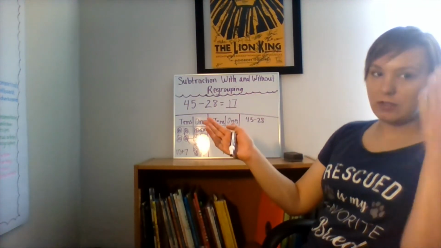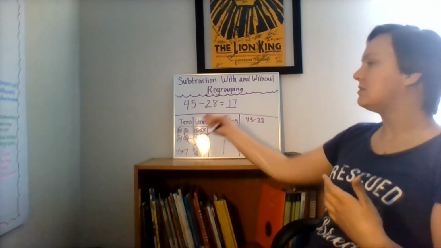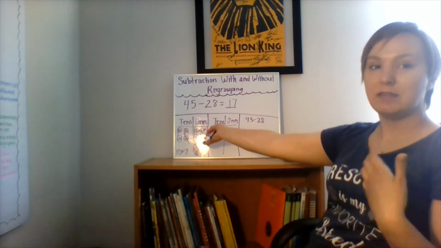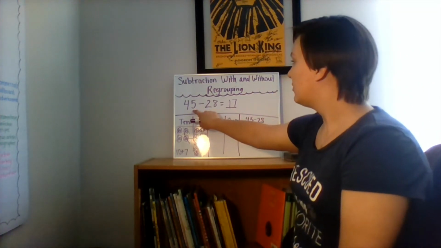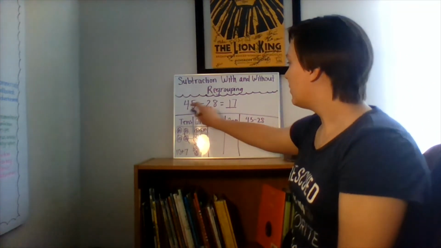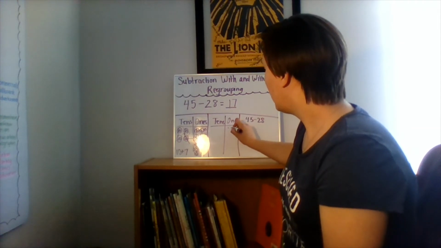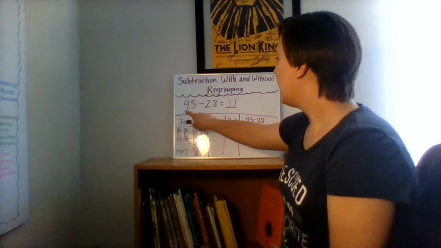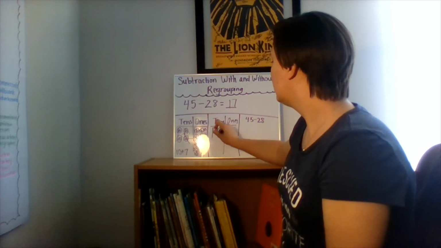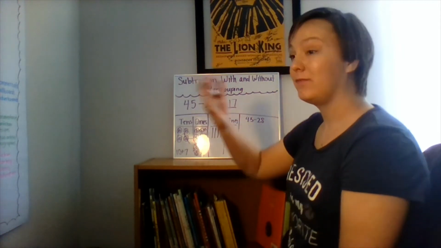Now let's show you what it looks like if you were to use base 10 blocks. It's very, very similar. It's almost exactly the same as using place value discs. Start with your ones place and your first number in the equation. You have 5 ones, so I'm going to draw 5 ones. 1, 2, 3, 4, 5. Then I have 4 tens. 1, 2, 3, 4, or 40.